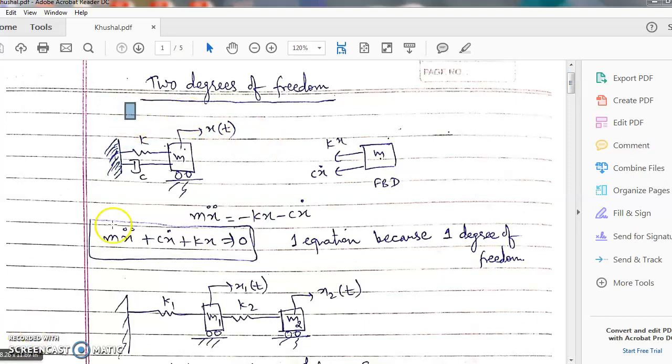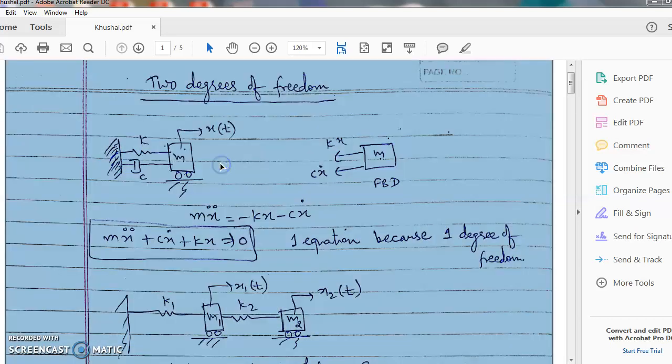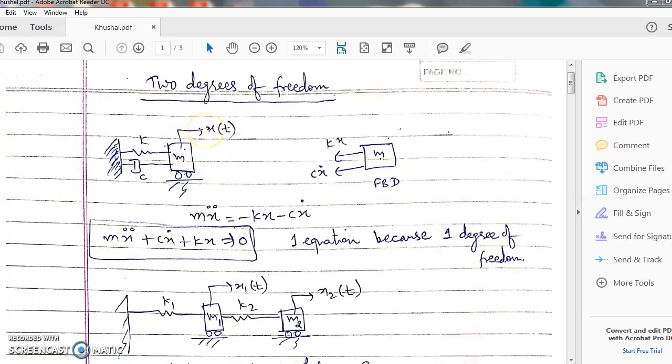First take example of single degree of freedom. This is example of single degree of freedom. We know that only x of t is required, means only one independent coordinate is required to find out the position of this mass. Okay. So what we have done earlier, we have drawn the free body diagram on the mass, and then we got this equation by applying Newton's second law, and this is the equation. We got one equation because this is 1 degree of freedom. So if there are 2 degrees of freedom, we will get 2 equations.